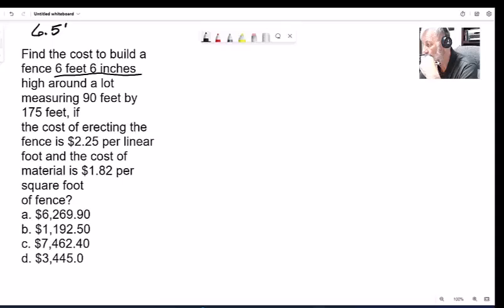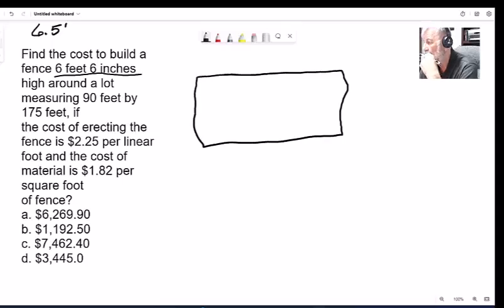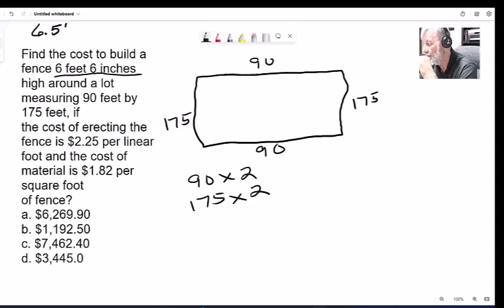Now I'm going to draw a box. We're going to talk now just linear feet and linear feet only. I want to find out my total linear feet. So I've got 90 feet, 175, and 175. Most people could go 90 times 2 because you've got two sides, and 175 times 2, you've got two sides. So 90 times 2 should be 180.